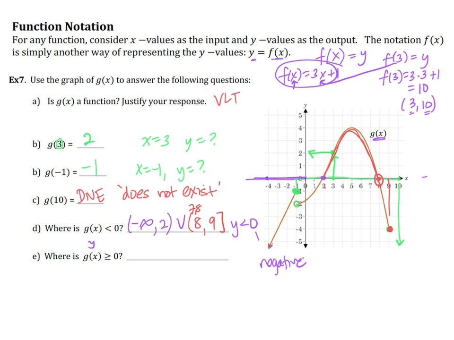Now the next section says when is the y value greater than or equal to 0? Well, you can see here that is from 2 to 8. In between 2 and 8, all these y values are greater than or equal to, so I can include the 2, include the 8, because those are when the y value is exactly 0, and it was inclusive here.